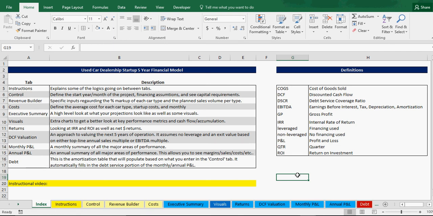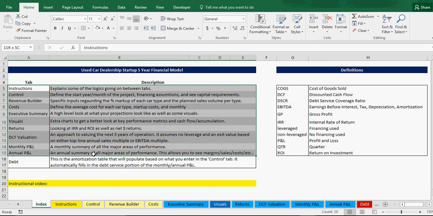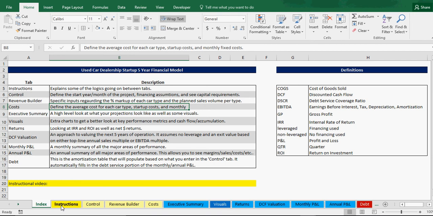Can't think of anything else. We got our definitions here that show just different things that you might not know. Then we've got explaining each tab in a quick summary.